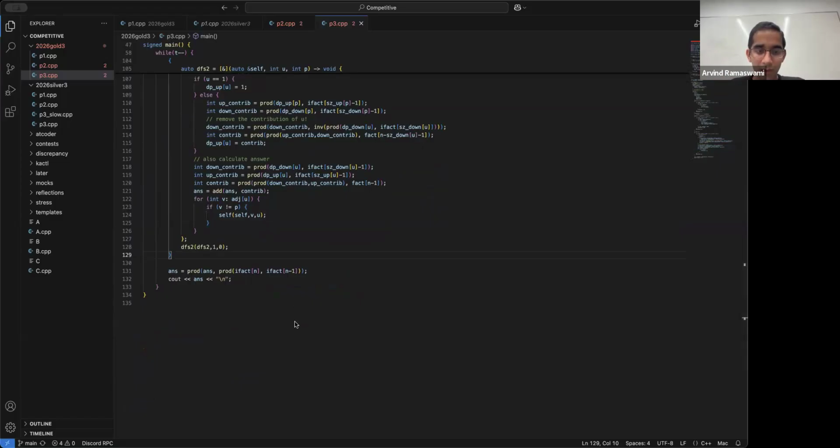And then once you have the total number of good permutations, the probability is just that times 1 over n factorial times 1 over n minus 1 factorial. So whenever it's a good permutation, there's a 1 over n minus 1 factorial probability that the tree is valid. Okay, cool.